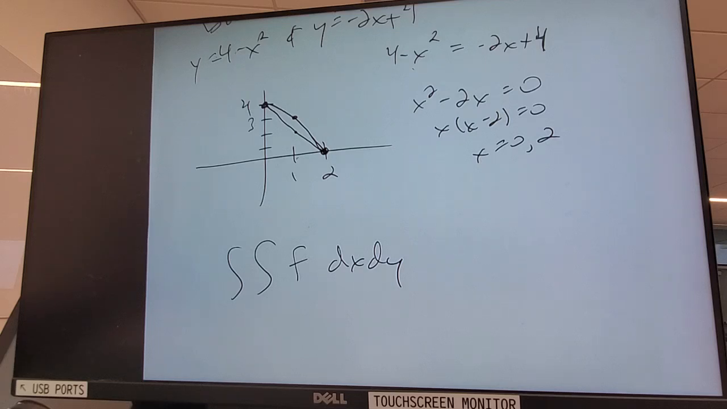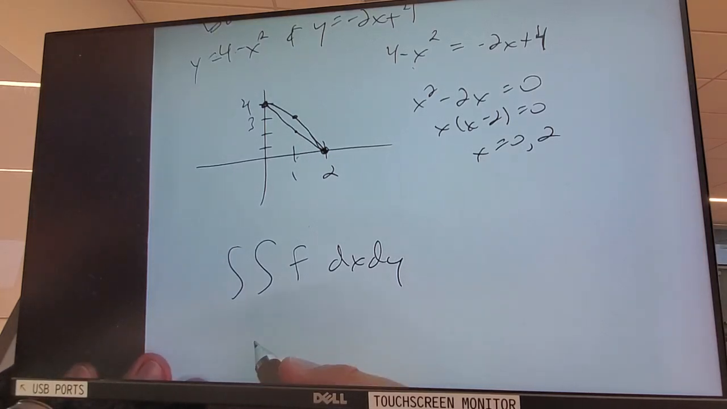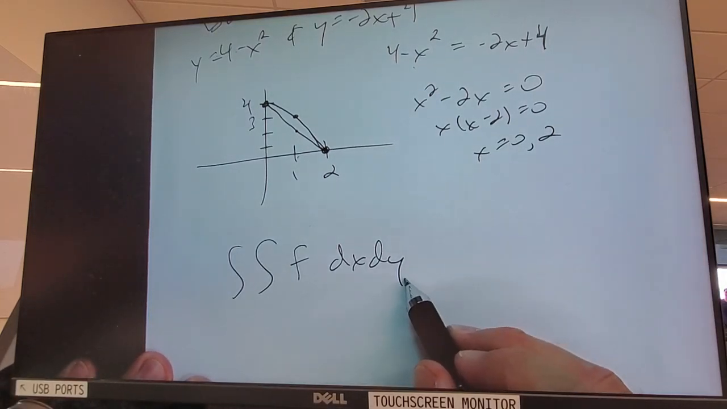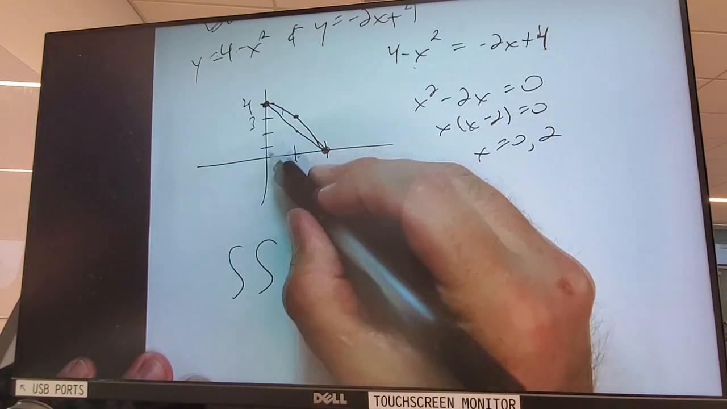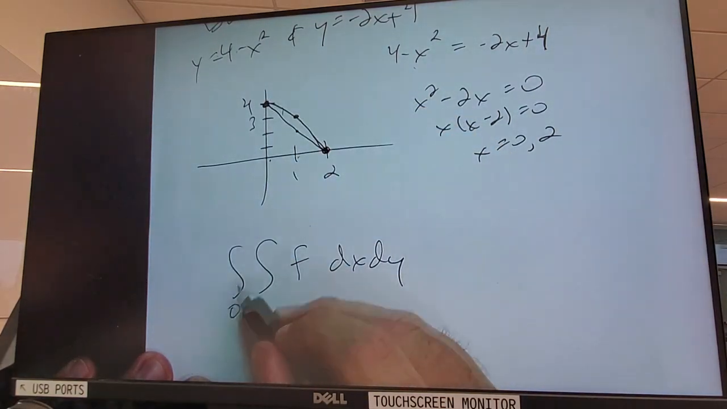I didn't tell it, so it doesn't matter. So help me out. Which one can you just throw down on? The y. Y is going from where to where? Yeah, across this region y is going from 0 to 4.